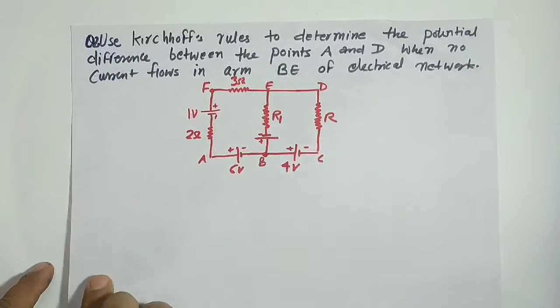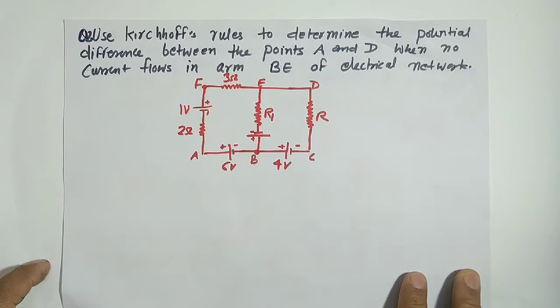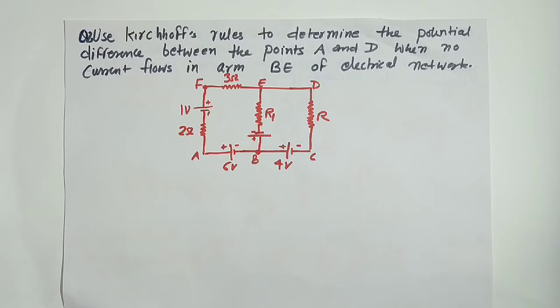Okay. Now question number 2. If you see what is written, use Kirchhoff's law to determine the potential difference between the points A and D when no current flows in arm BE, that is the middle arm, of the electrical network. So we are going to apply Kirchhoff's law in this.